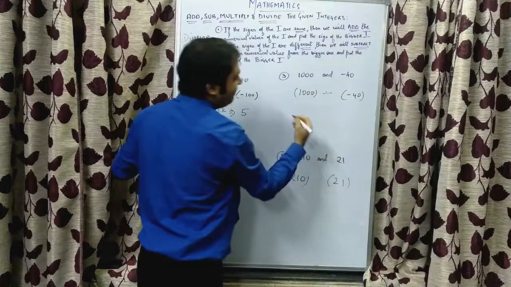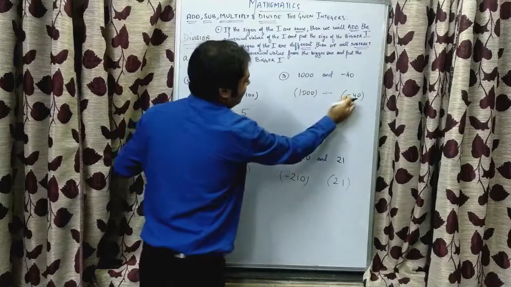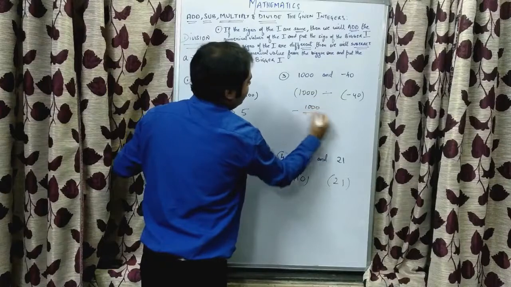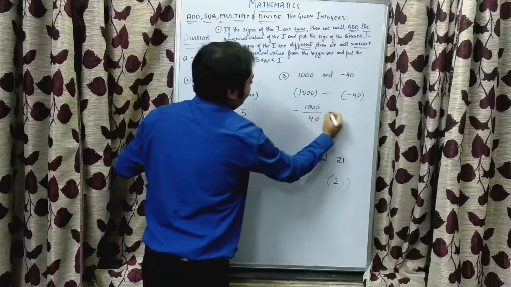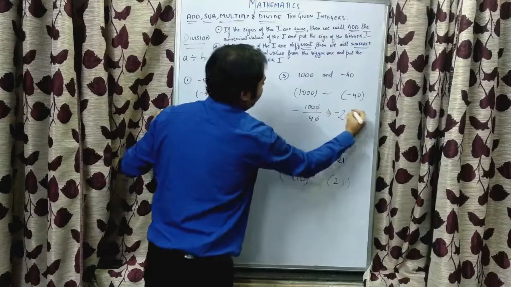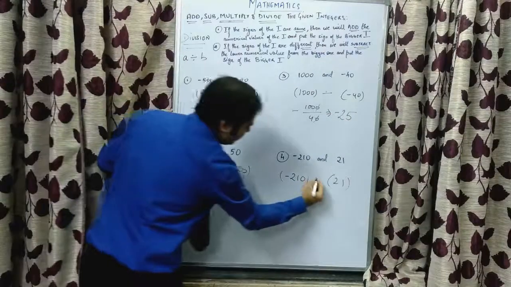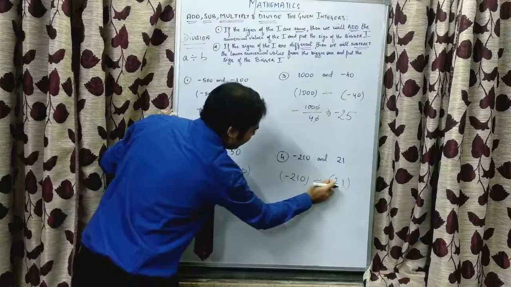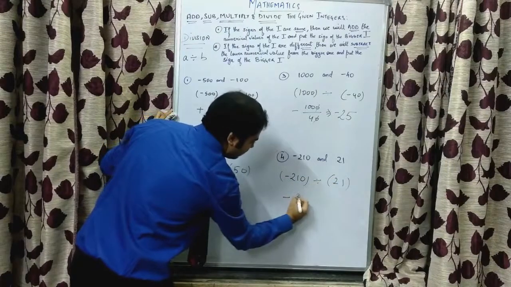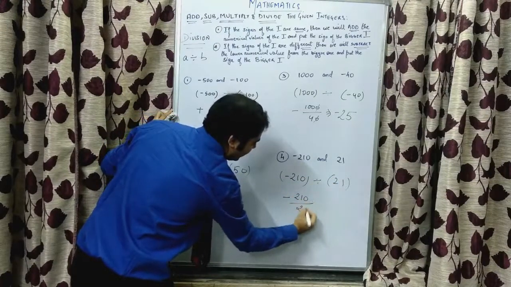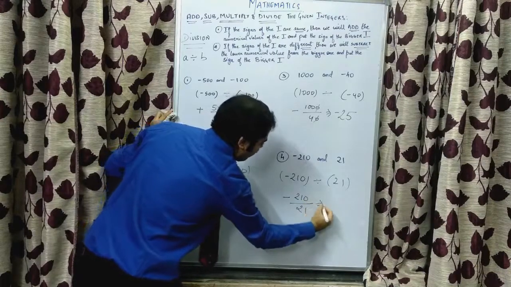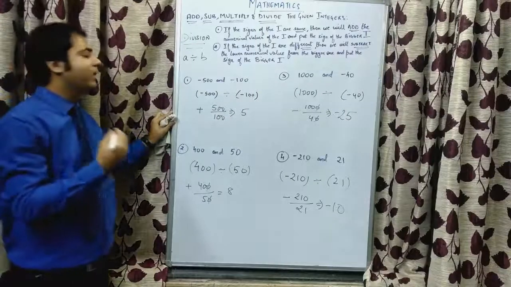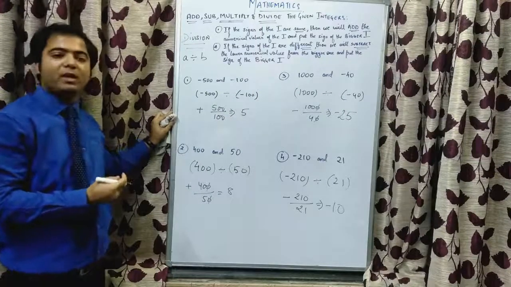We need to divide them. So plus divided by minus, answer will always be minus. 1000 divided by 40 will give you minus 25 as your answer. Now here we need to divide again. Minus divided by plus will give you minus. 210 divided by 21 will give you minus 10. So it was all about the 4 fundamental operations that we need to perform in integers.